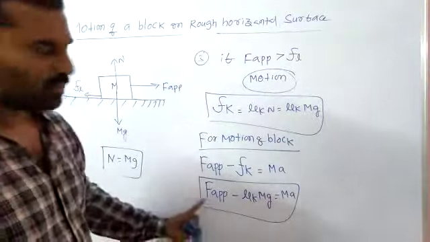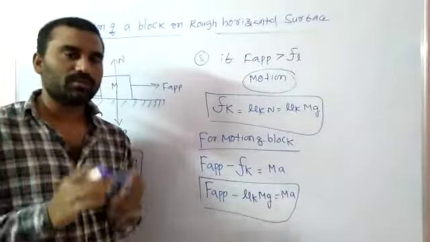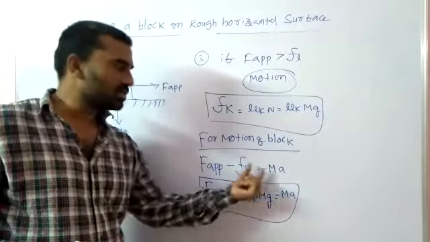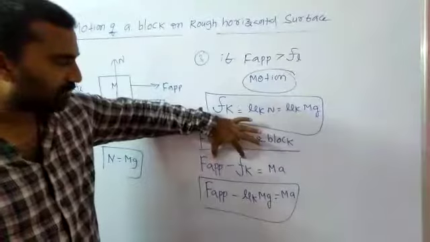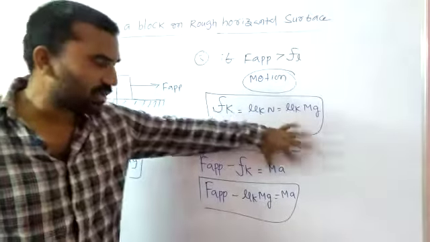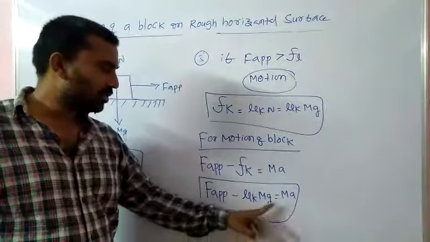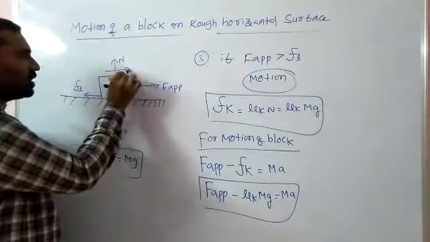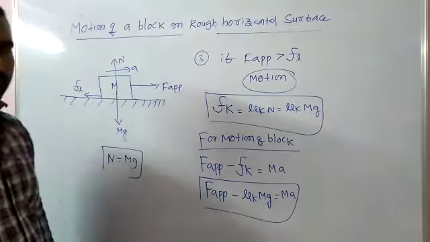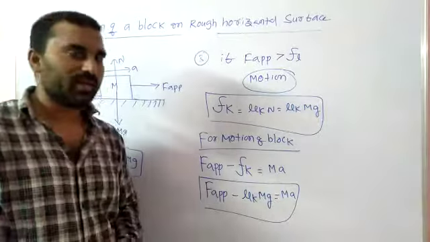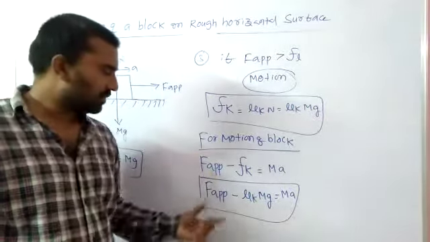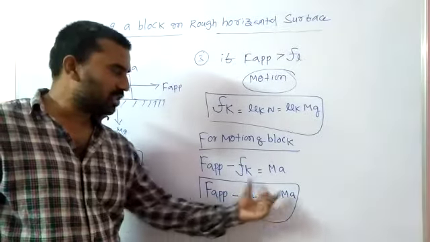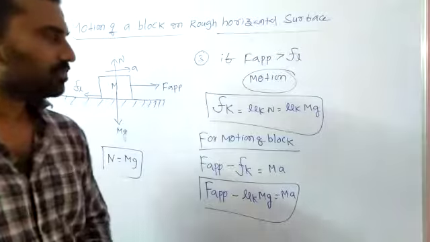Remember this formula here. Whenever the block is in motion, what is the net force? Applied force minus Fk is equal to ma. It is the net force. Net force equals ma. Applied force minus mu k mg equals ma, where a is the acceleration of the block. So here this block is accelerating. Once the body starts the motion, it accelerates. Remember this important point: applied force minus kinetic friction is the net force. This net force equals ma from Newton's second law.